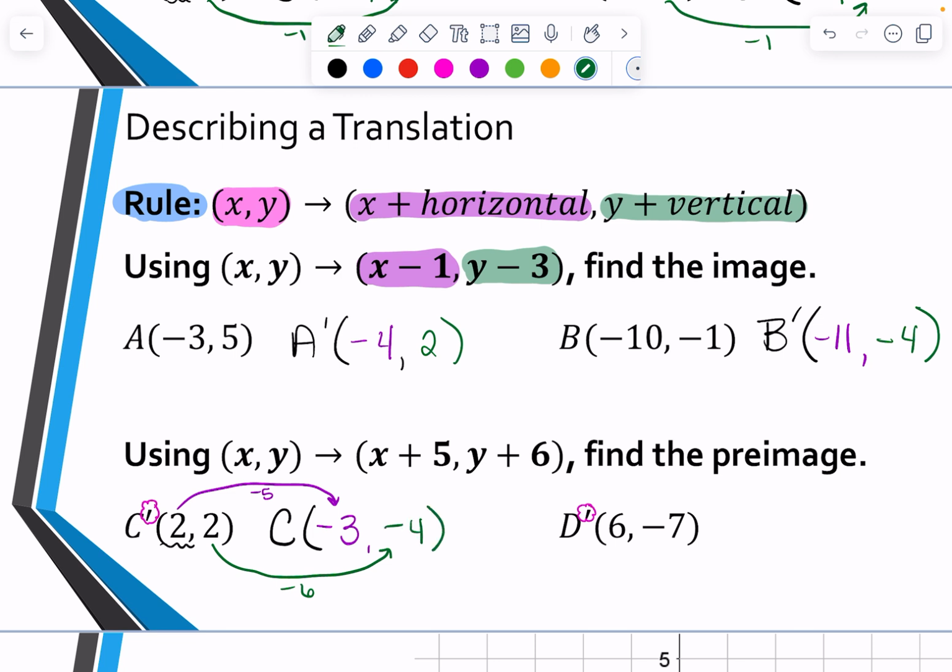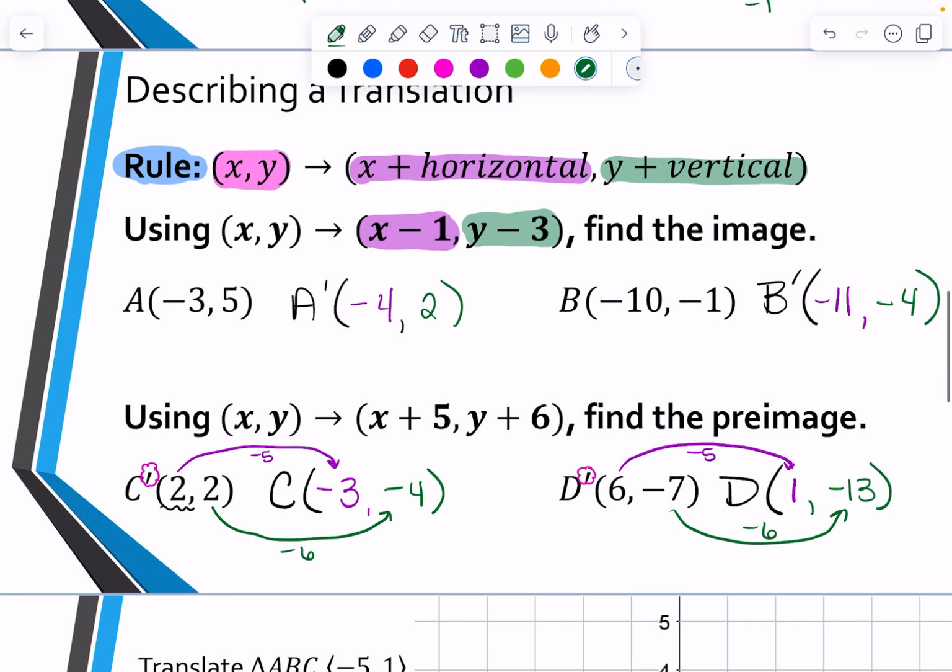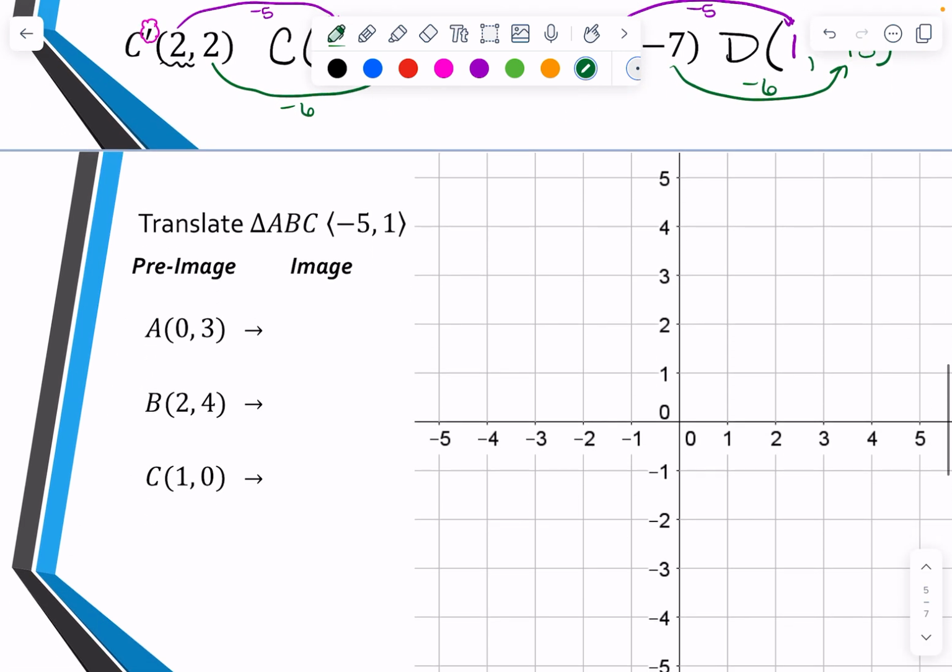Okay, likewise over here, I can find D, and just like before, instead of adding 5 to the 6, I'm going to minus 5, which would put me at 1. And instead of adding 6, I'm going to minus 6, which would put me at -13. So that's how we move back and forth based off of either component form or the rule telling me the horizontal and the vertical movement, translation. We're sliding that image around.